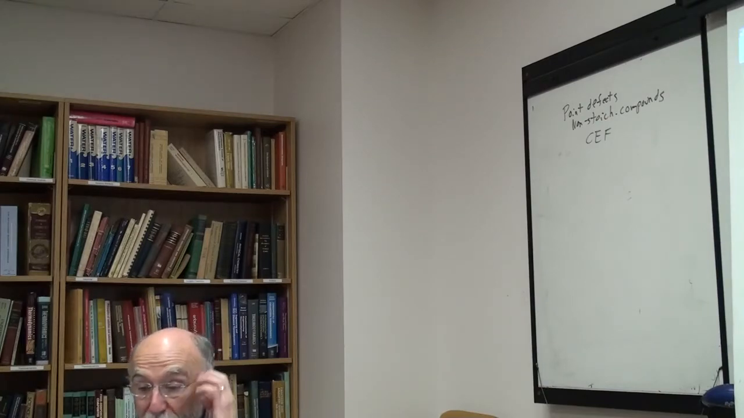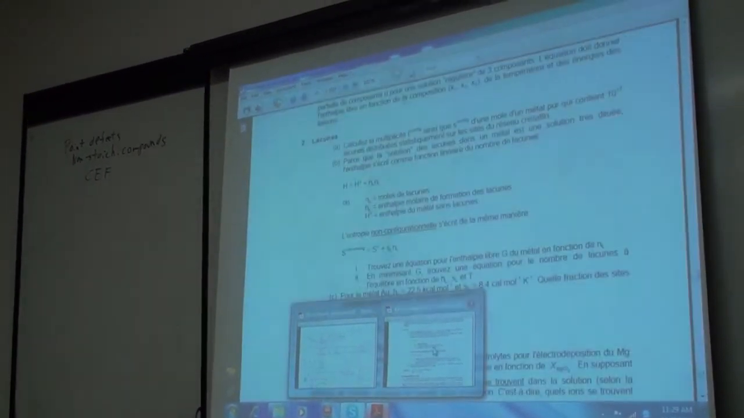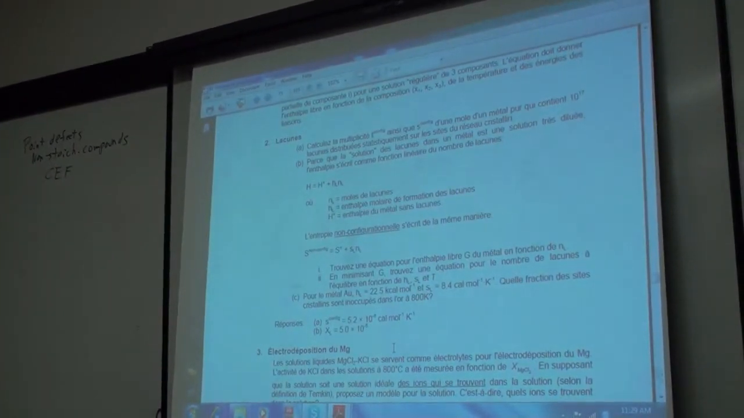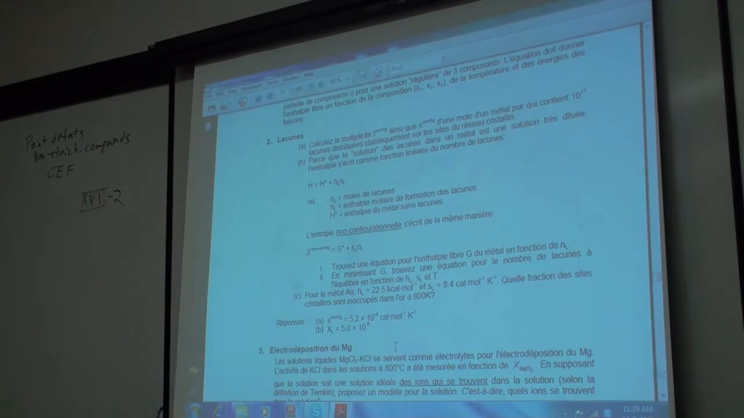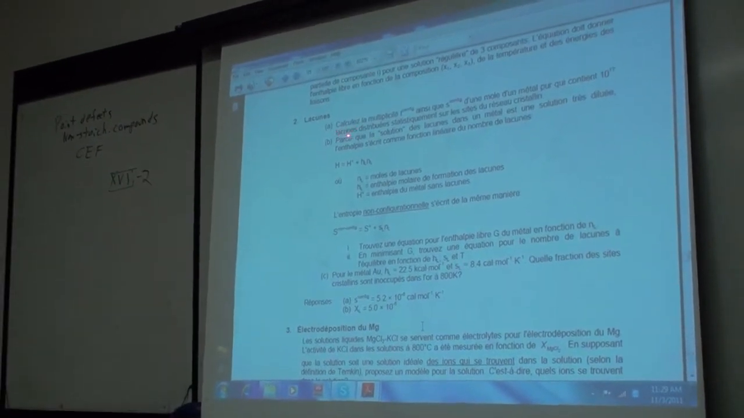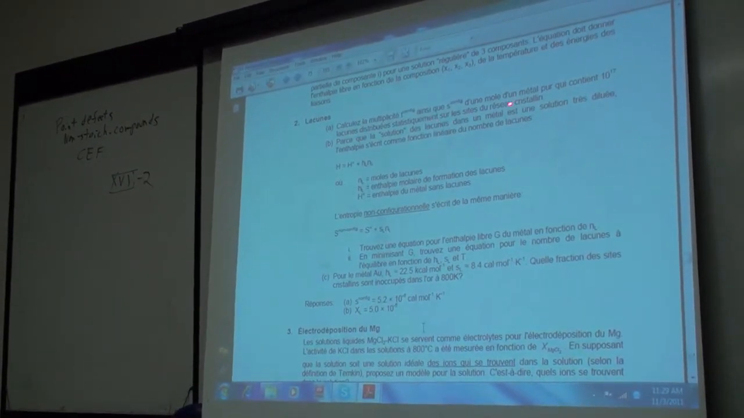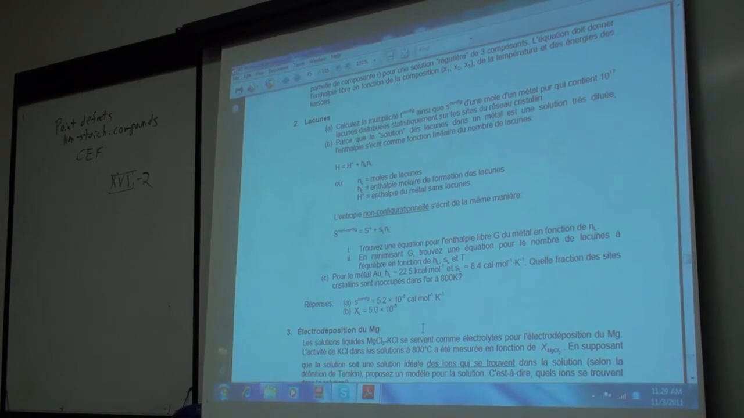Let's do a simple example here. This is from the homework problems, homework 17, number 2. I presume you have an idea of vacancies in metals, but let me read it out, and then we'll do this together. Calculate the multiplicity as well as the configurational entropy for 1 mole of a metal, which contains 10 to the 17th vacancies distributed statistically on the sites of the crystal lattice.